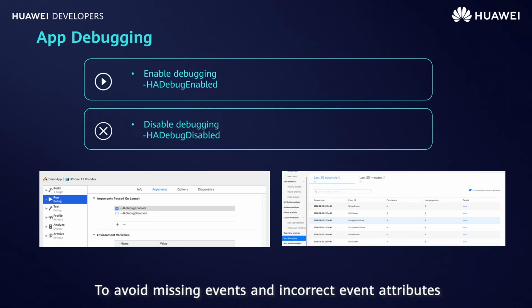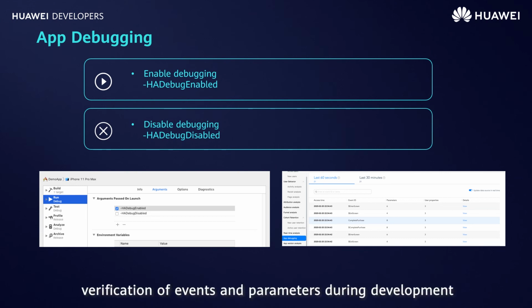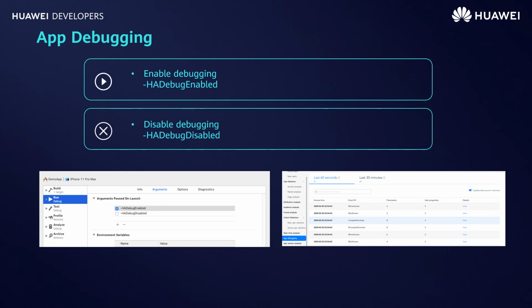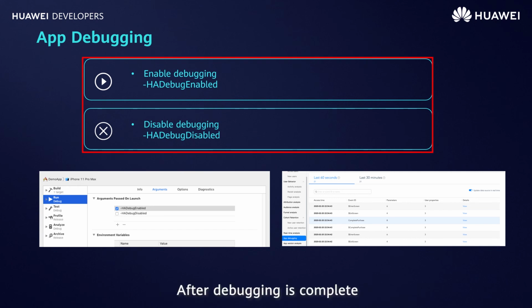To avoid missing events and incorrect event attributes, we can also enable verification of events and parameters during development. The SDK provides the app debug mode. If enabled, we can then view reported events on the app debug page in real time. To enable the app debug mode, add the HiAnalytics enabled argument. After debugging is complete, disable the app debug mode by adding the HiAnalytics disabled argument.